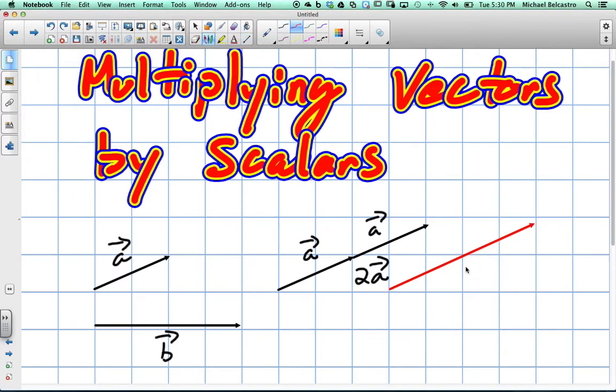2A is a scalar multiple of A. In other words, it's twice the force, twice the magnitude of our original vector A. That's all it is.